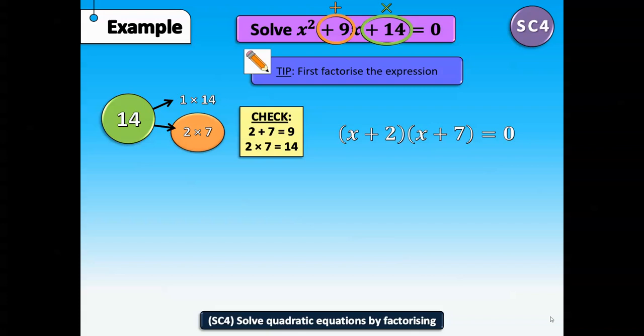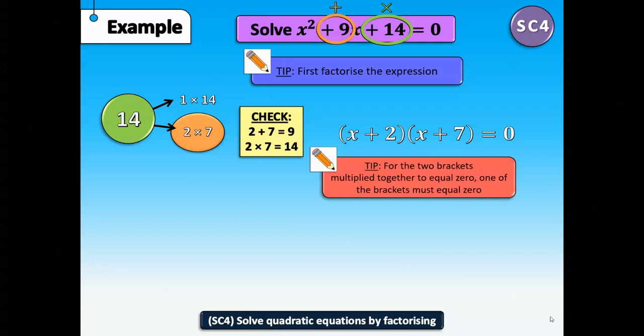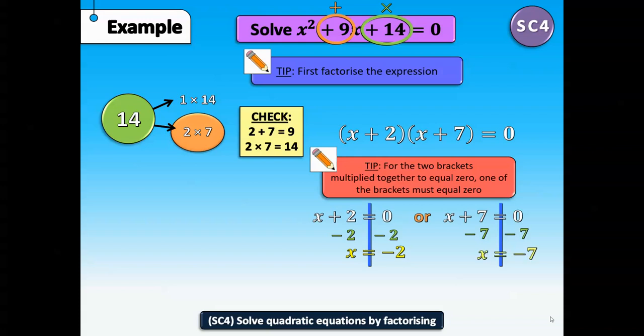Now because we want to solve it, it equals 0. So for the 2 brackets multiplied together to equal 0, one of the brackets must be 0. So either x plus 2 equals 0, or x plus 7 equals 0. If we solve this equation by taking 2 off both sides, you can see that x equals minus 2. And if we solve this equation by taking 7 off both sides, x equals minus 7. And there are our answers.